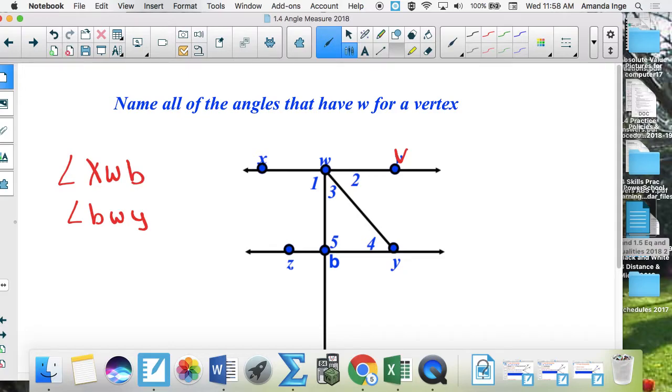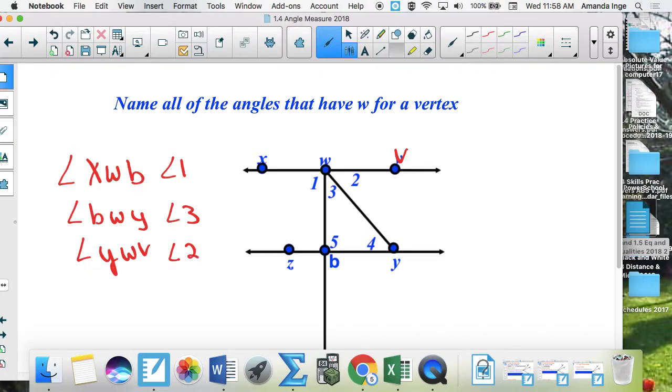We could have called that angle 3, right? Yes, ma'am, we can. And we could have called the other one angle 1. Edwin, you again? YWB. Y, W, B. That's angle 2 too. Okay, good.